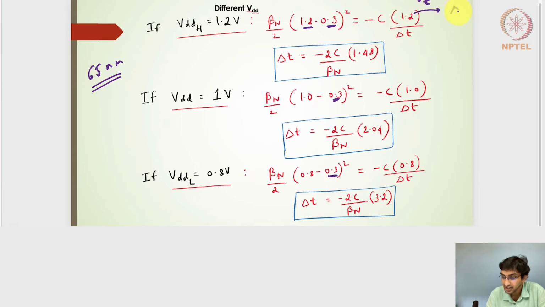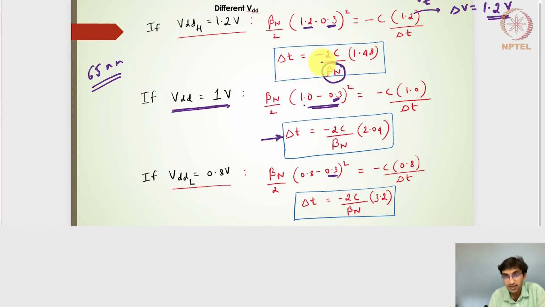In this case, the delta V is either going from 0 to 1.2 volts or coming from 1.2 to 0 volts. In this, it is a discharging current equation. So it is the difference of 1.2 volts. So I will get delta T if I bring this delta T here and take all these things to the denominator side: I will have minus 2C into 1.48 divided by beta n. If I use a VDD of 1 volt, I will get this particular expression: delta T is equal to minus 2C into 2.04, coming from 0.7 square here, divided by beta n.